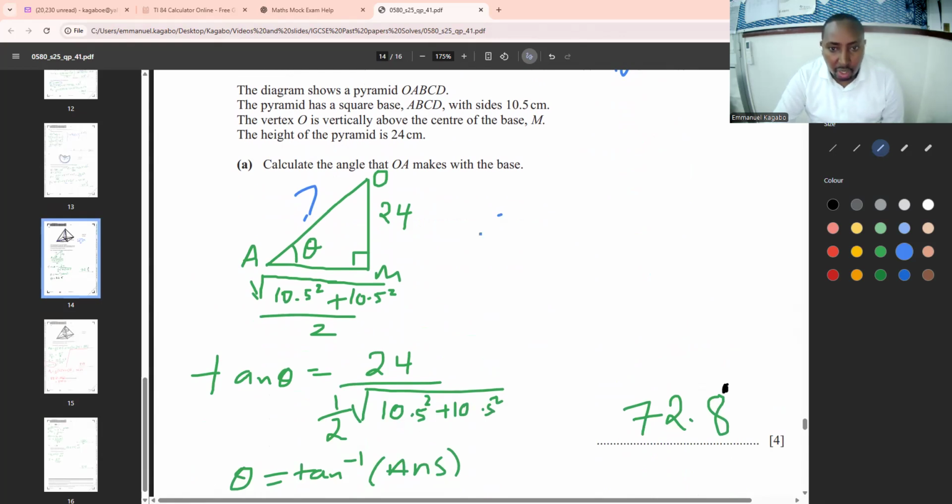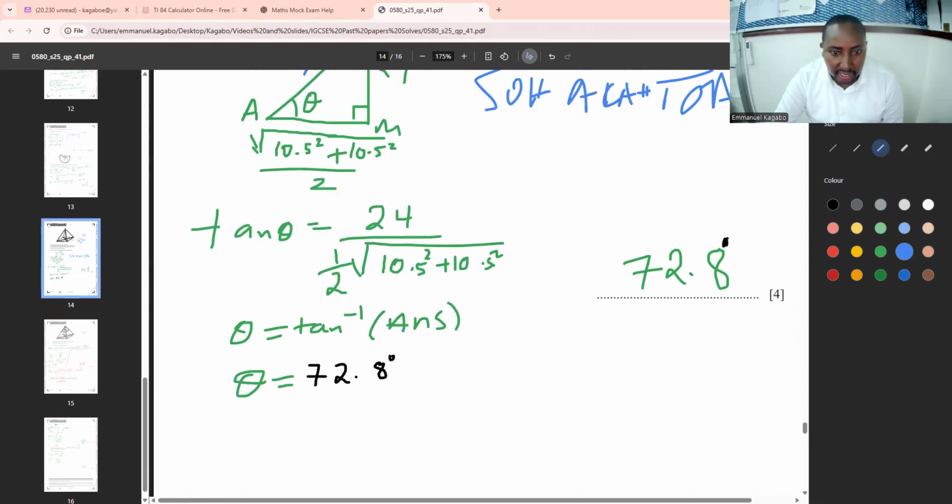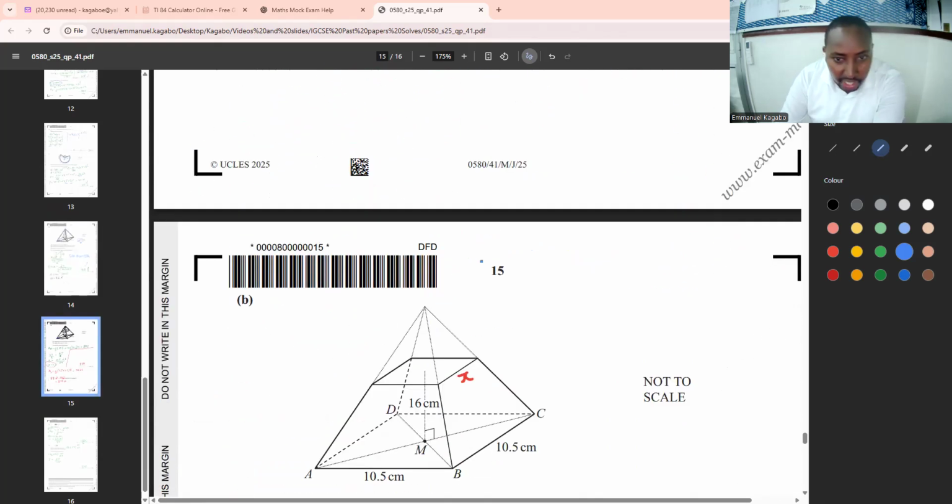And SOH CAH TOA, one more time, if you remember. So if I consider that, it will be tan, because I'm talking about opposite and adjacent. So if you work out, this is what you're going to have. Very good. Next question.